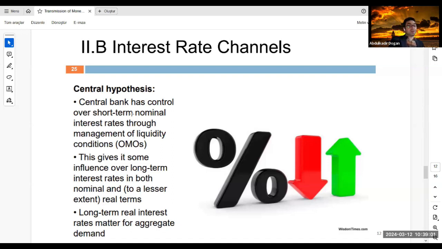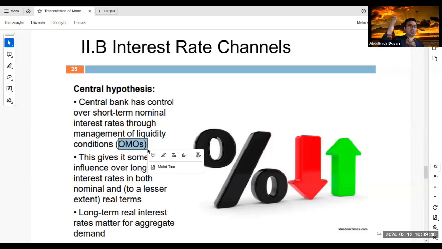And the central bank controls this short-term nominal interest rate through the management of liquidity conditions. This is generally called open market operation. Open market operation is generally known as repo and reverse repo transactions. So if the central bank buys government bonds from the market and gives the money, this is repo. Then if the central bank sells government bonds and takes the money back, this is the reverse repo transaction. Okay, you should keep this in mind. The OMO, the open market operation, is two-sided. One is the repo, and the second is reverse repo.